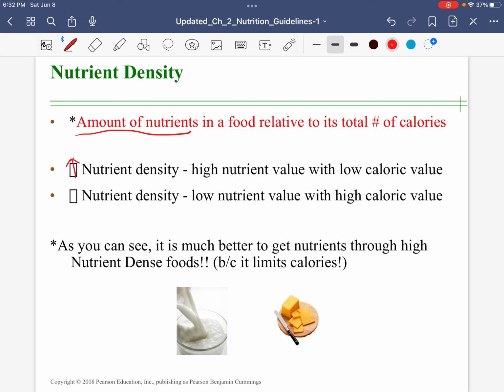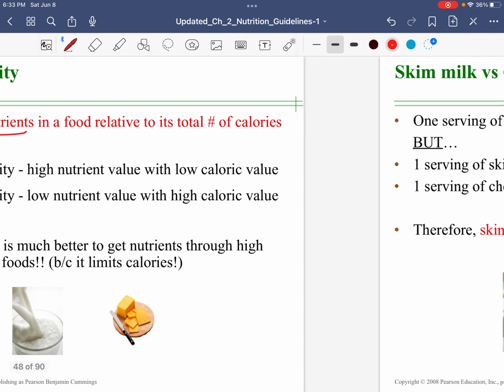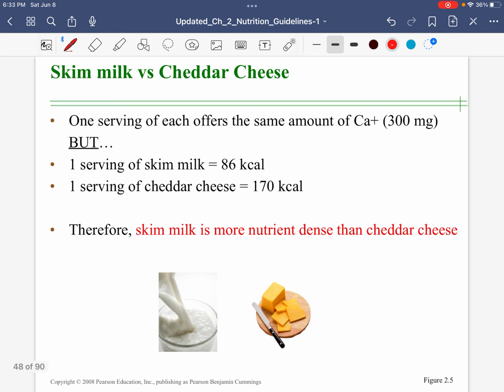A high nutrient density food has a lot of nutrients with a relatively lower caloric value. A low density food has low nutrient value but high overall calories. It's much better to have high nutrient density foods. In other words, limiting empty calories.